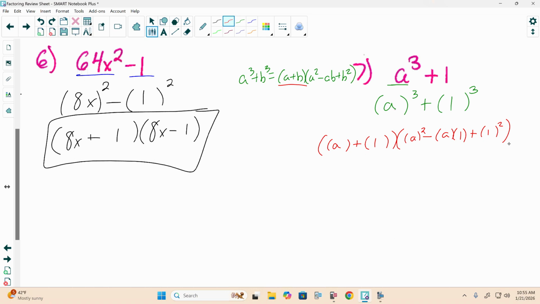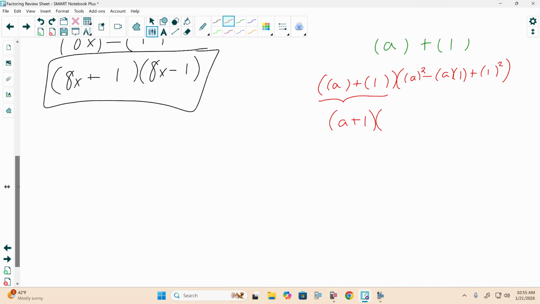Now we need to simplify. In our first set of parentheses, the a plus 1 becomes, well, a plus 1. We just drop the parentheses and we're good there. Our first spot here, a squared, is going to become a squared. If there's a number with that variable, you have to square them both. So if it's 2a, it's going to become 4a squared.